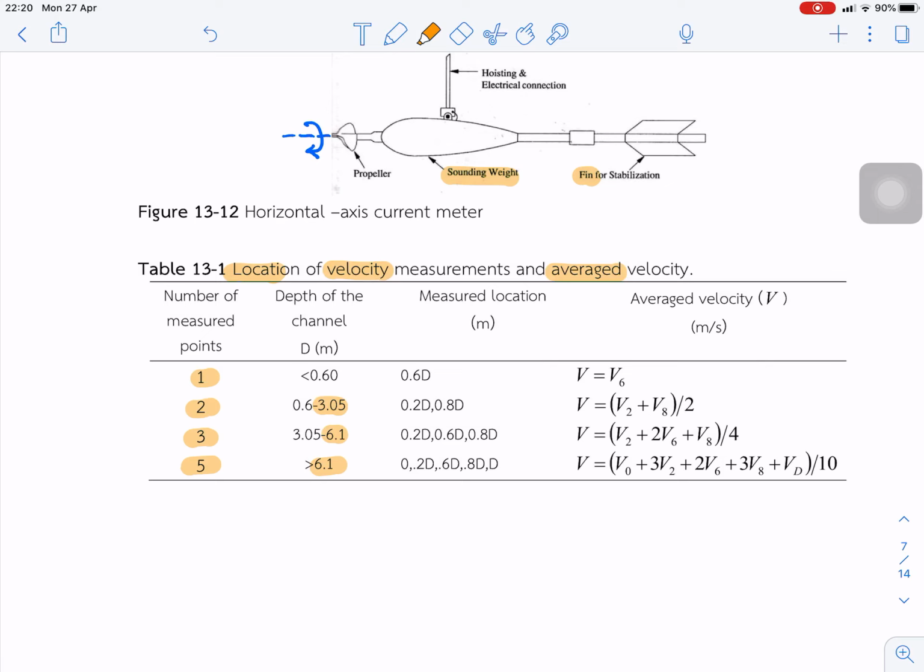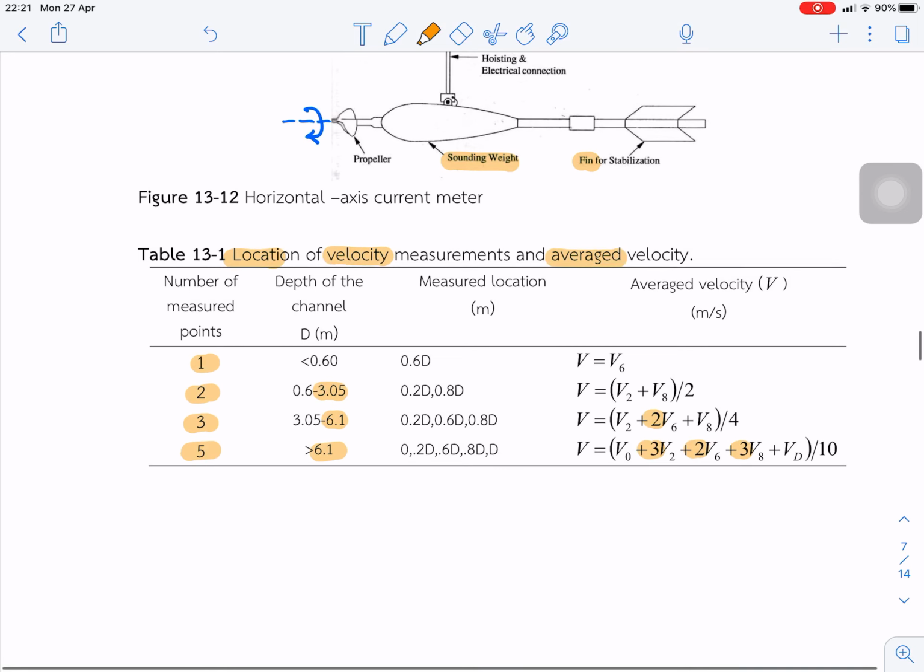And if we have many points, we can use the weighting factor. For example, for the 3 point method, we use the factor 2 at V6. The 2 means 20%, the 6 means 60%, and 80% of the depth. And this one uses the weighting factor for the middle part of the velocity. Okay. This shows that 0.2 means 20% of the total depth.